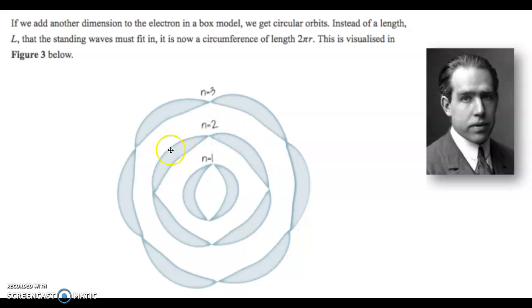Here we have our second level, right? And it corresponds to 4 peaks. So this would be our 4th harmonic. And then this is our 3rd energy level, which has 6 peaks. And that would be our 6th harmonic. Does that make sense?